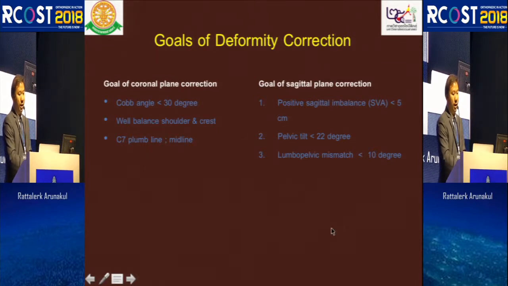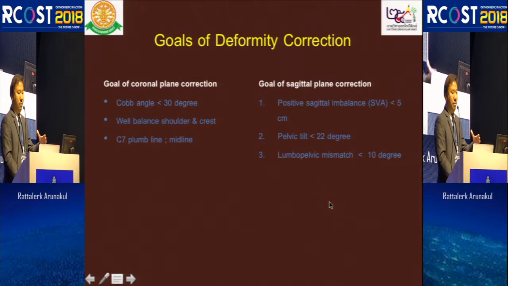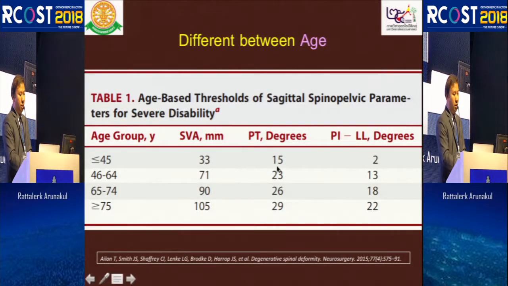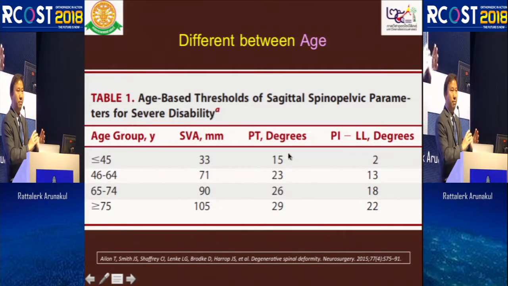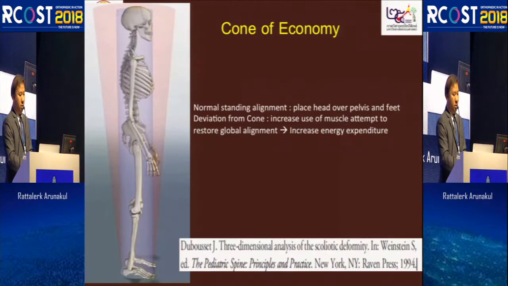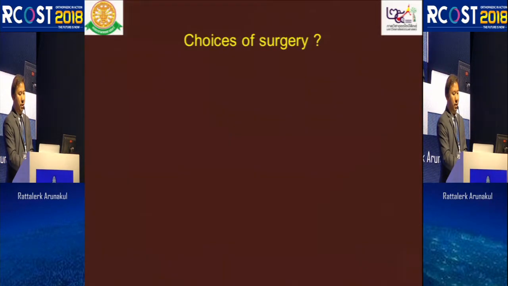But for the sagittal plane, maybe you don't want a positive sagittal imbalance of more than 5 centimeters for the SVA, and you don't want pelvic retroversion, so pelvic tilt should be less than 20 something, and lumbar lordosis and pelvic incidence mismatch should be less than 10. But it depends on the age as well. If you have a younger age, maybe you tolerate less than that. You need more perfect alignment.